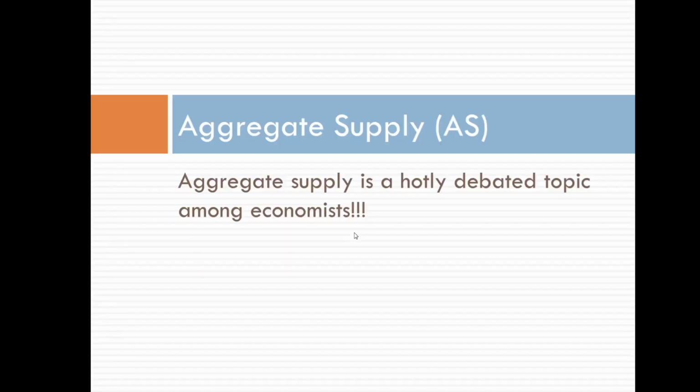But when it comes to AS, it is going to be very tricky. I would say this AS part could be the most difficult section in the whole macroeconomics because it's so vague. It's so vague. Let's see how it goes.